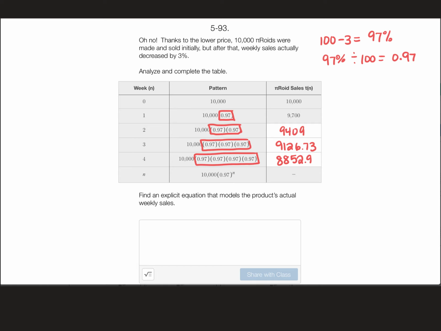Now our explicit equation, T of n, equals a times the growth rate raised to the nth power. We know that our 0 term, that's a, is 10,000, times our growth rate, which is actually what we call a decay this time, of 0.97. It's a decay because it's less than 1, raised to the nth power.